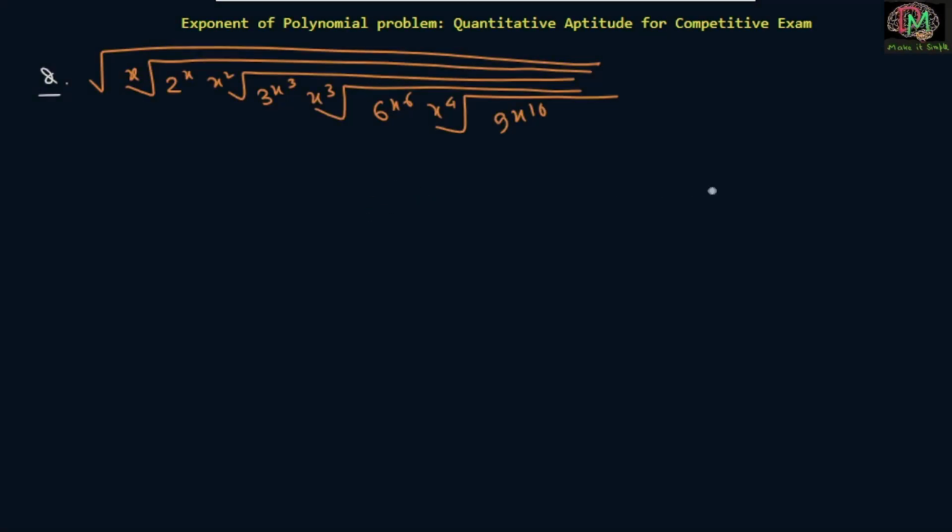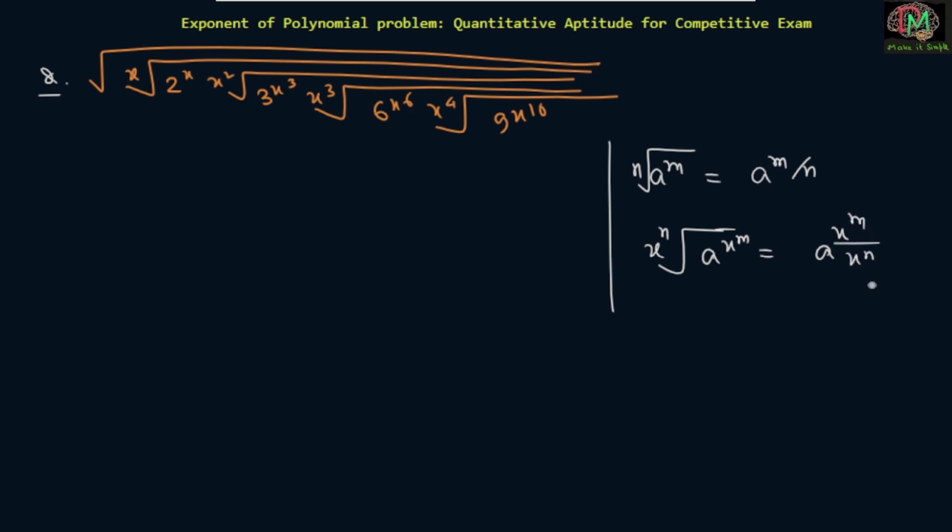That is, if I told you that a to the power m, and here the root is n, you can write it as a to the power m by n. And next, if it is x to the power n and a x to the power m, then also apply this same formula or rule, that is a to the power x to the power m by x to the power m. And for division, we apply another exponent rule, that is a to the power m by a to the power n we can write as a to the power m minus n. So we can finally write as a to the power x m minus n. So this concept we apply for each part of this question.